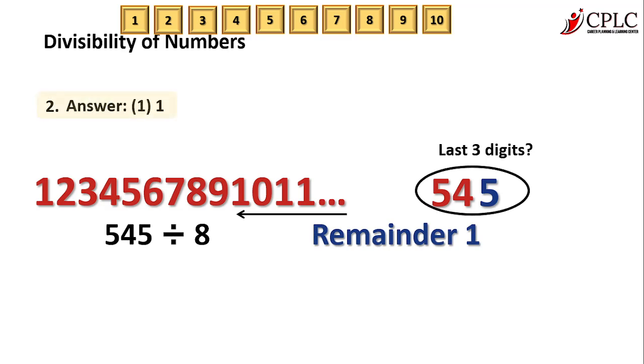So answer is option 1, which is 1. Read one more time carefully to understand. Not 100 numbers, 100 digits they were asking. That's the second question.